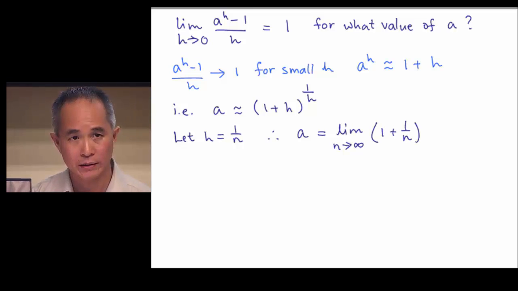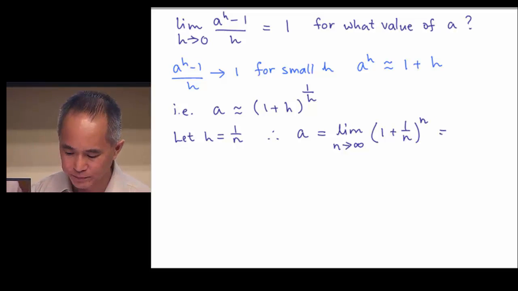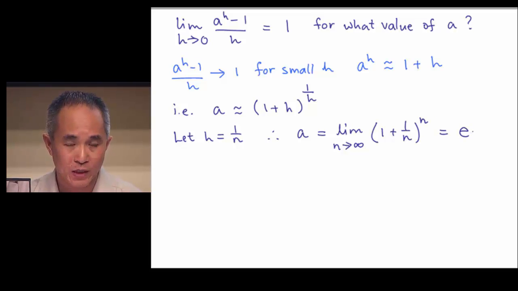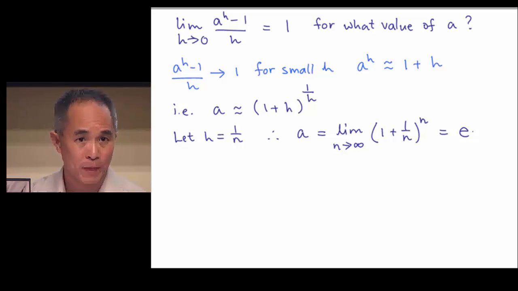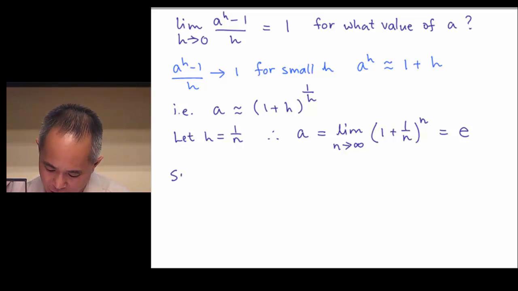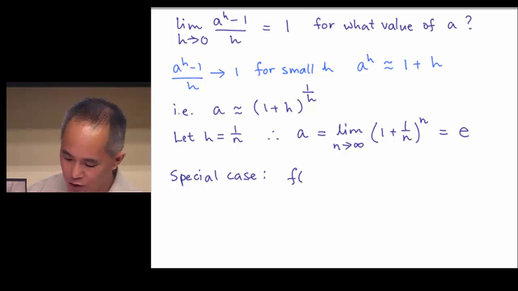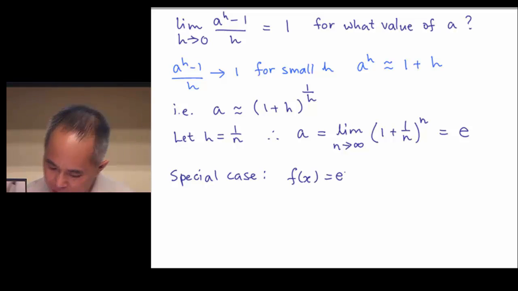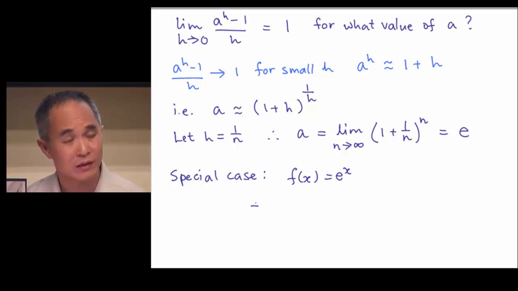Okay? So in other words, e, as in 2.718 and so on. We have a special case here. If f of x is equal to e to the x, then f prime of x is equal to, this will be 1, so I will get e to the x. This is a special case.